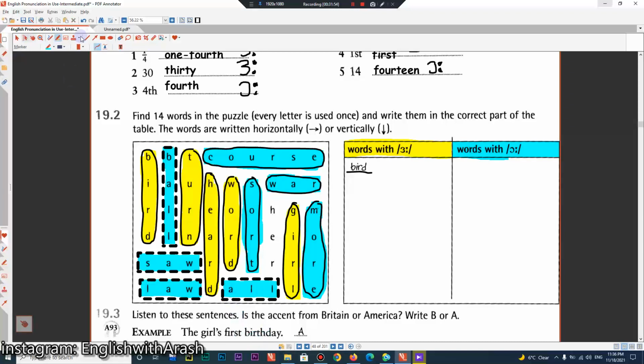Hair, yellow. Yellow is true for both American and British, because yellow is yellow. Both of them have it.